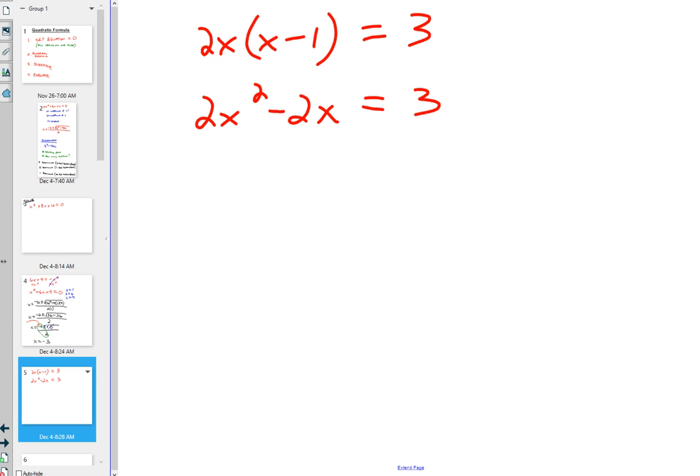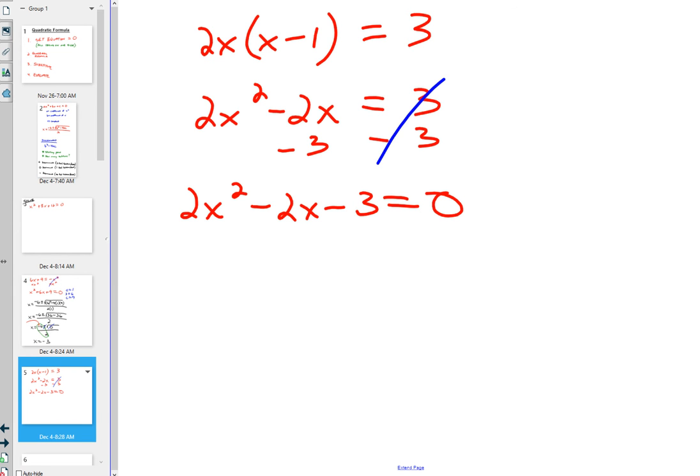But I still have to make this equal to 0. So I do. 2x squared minus 2x minus 3 is equal to 0. Yeah, A is 2, B is -2, and C is -3.